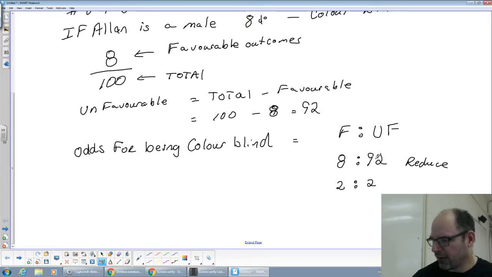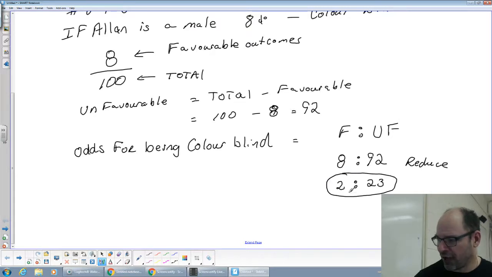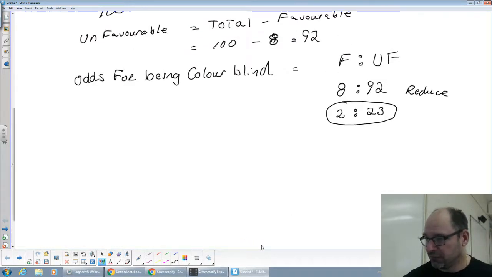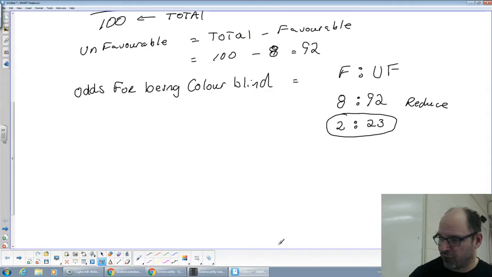What do we get here? 23. There we go. So our odds in favor of Alan, who we're assuming is a guy, of detecting camouflage would be 2 to 23. Now, I don't know if the book does the girl one, but let's assume that in case Alan's a girl.